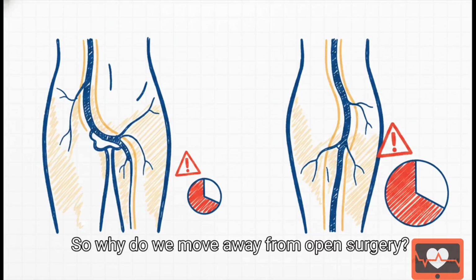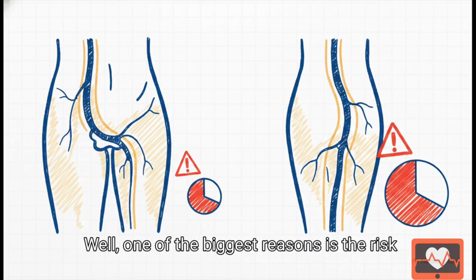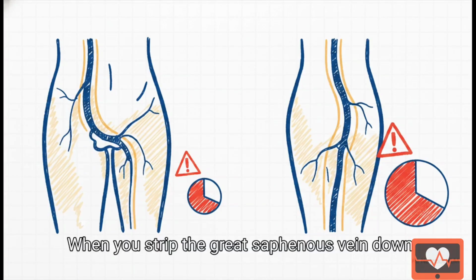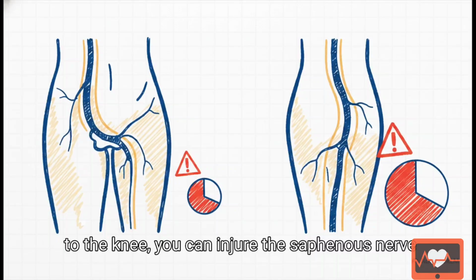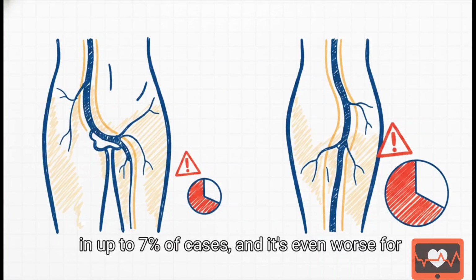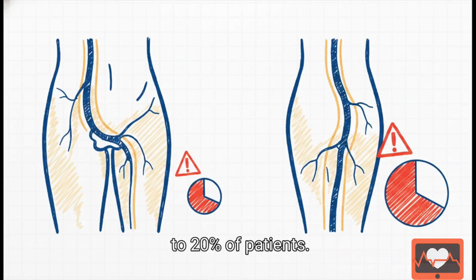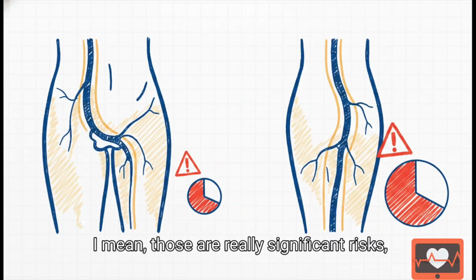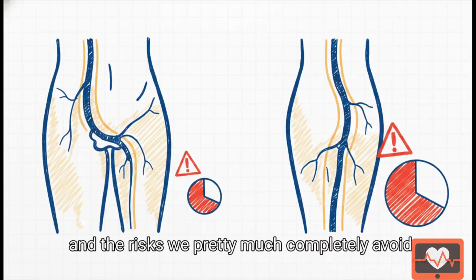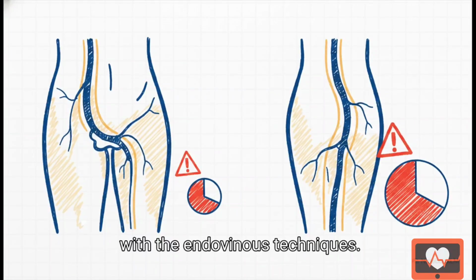So why do we move away from open surgery? Well, one of the biggest reasons is the risk of nerve damage. When you strip the great saphenous vein down to the knee, you can injure the saphenous nerve in up to 7% of cases. And it's even worse for the small saphenous vein. Surgery there can damage the sural nerve in up to 20% of patients. I mean, those are really significant risks, and the risks we pretty much completely avoid with the endovenous techniques.